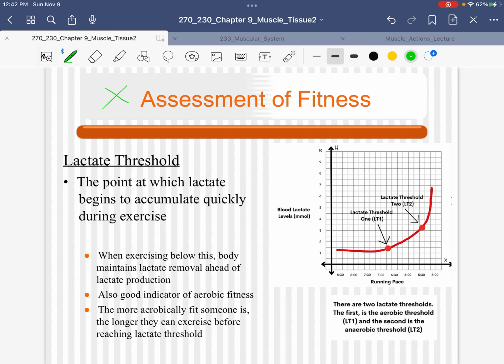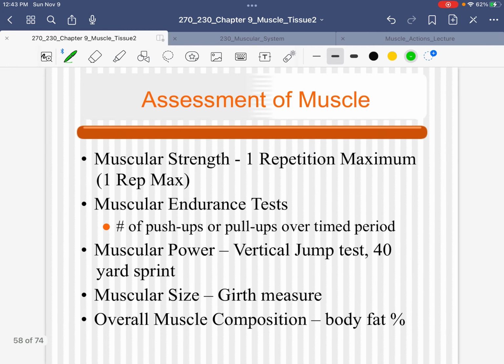We're always going to accumulate some lactate. The problem comes when we begin to generate lactate at a greater rate than we can get rid of it, and therefore it accumulates. You don't need to know this. I'm happy to answer your questions at another time, but just to give you a basic.